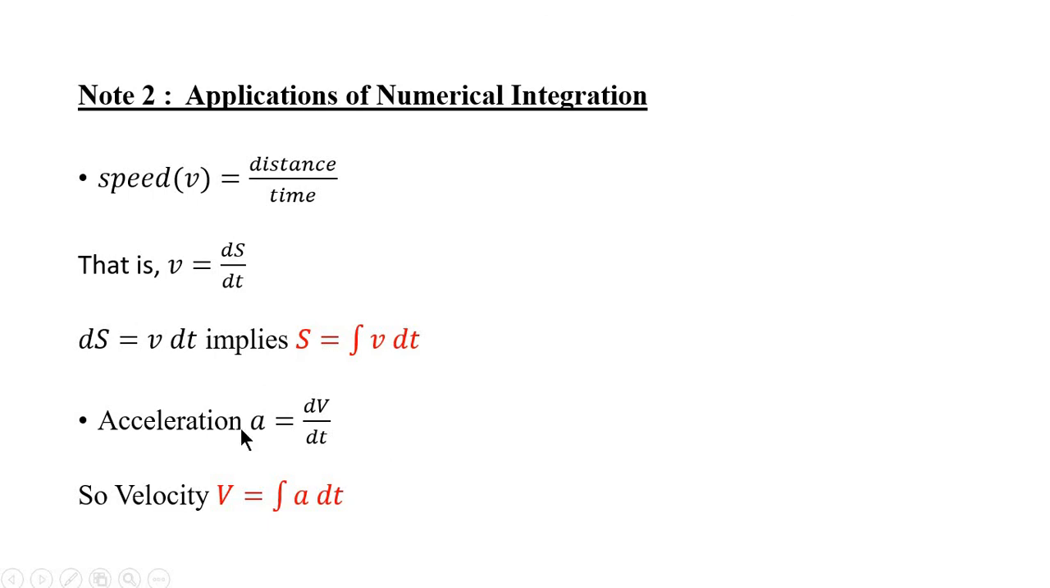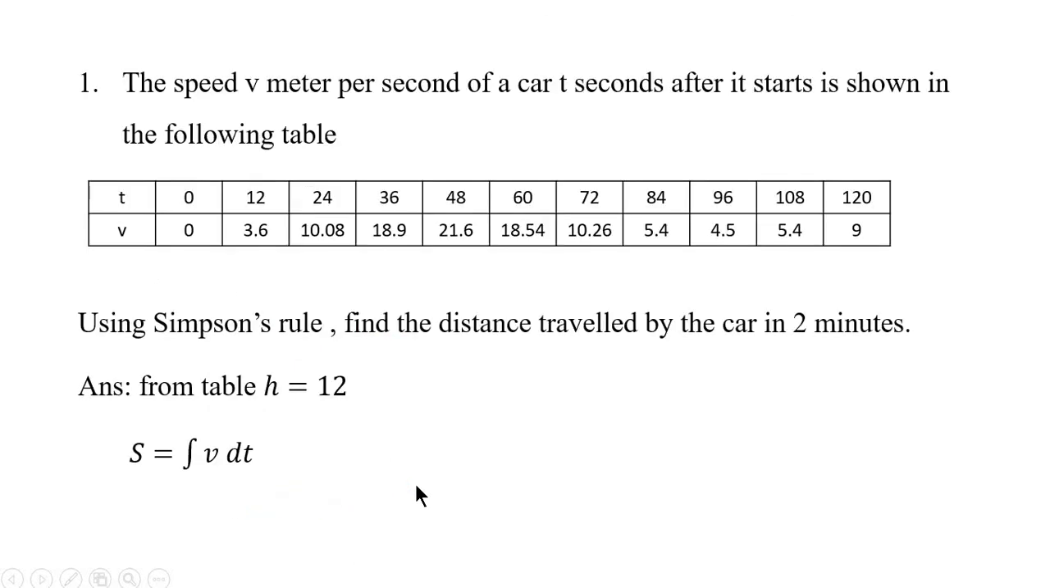And we know for acceleration it is a is equal to dv by dt, velocity over time. So you can perform the same steps here. So v will be integration of a into dt. To calculate the velocity you have to integrate acceleration over time. Let us do some problems.